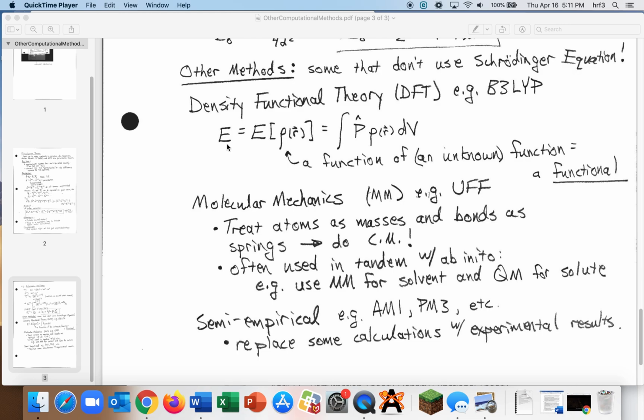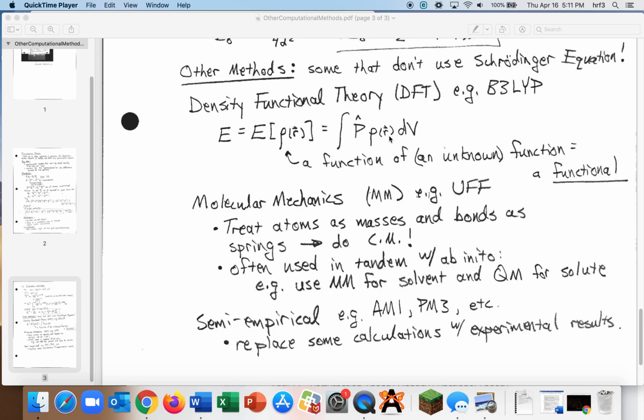You have the energy is a function of a function. And this rho of r, this is the electron density. So you think of the system as just a cloud of electrons. And then you integrate over all space, and you've got some operation. So this is a capital rho hat operating on rho, which is a function of r.